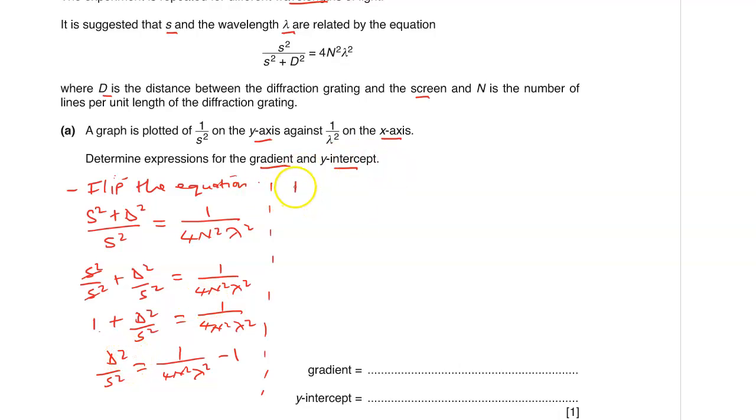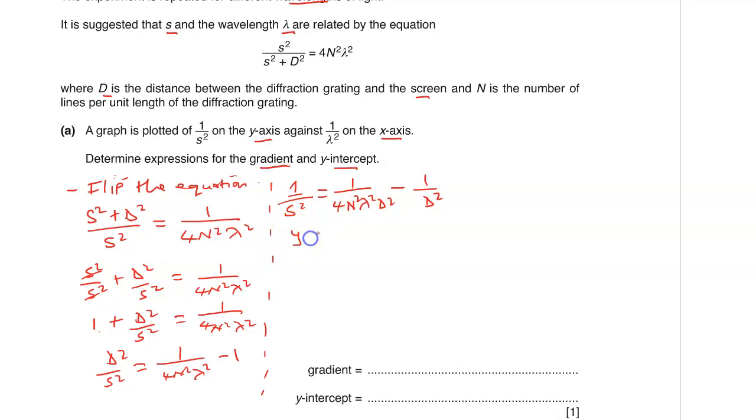So when I do that, I will remain on this side. 1 divided by s squared is equal to, I divide here by d, you get 4n squared lambda squared d squared minus 1 over d squared. Of course, I've rearranged this equation. Now I have my reciprocal of s squared here, and I have my 1 over lambda right here.